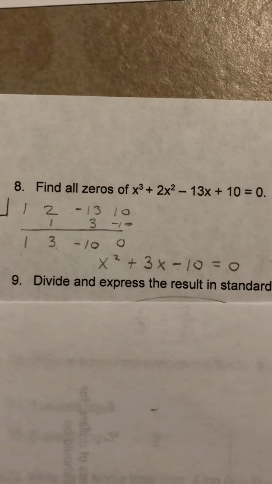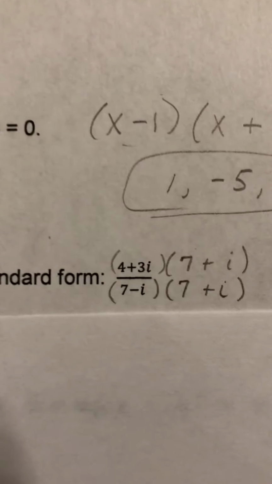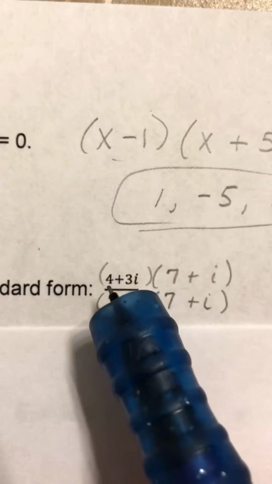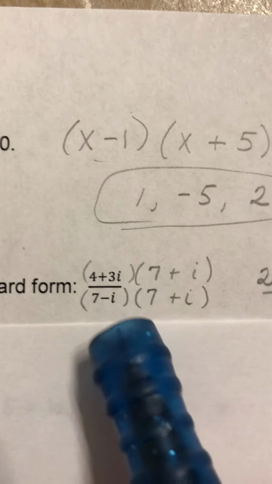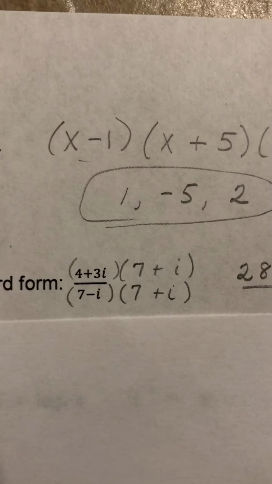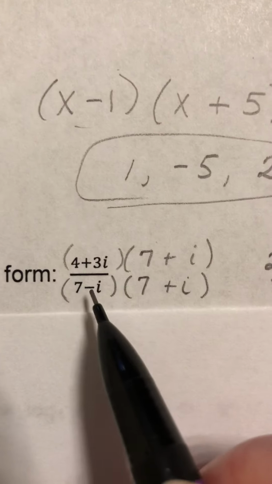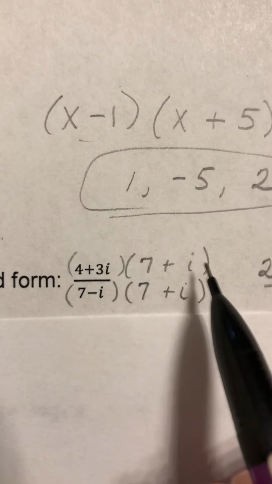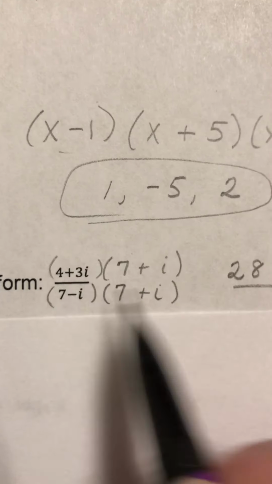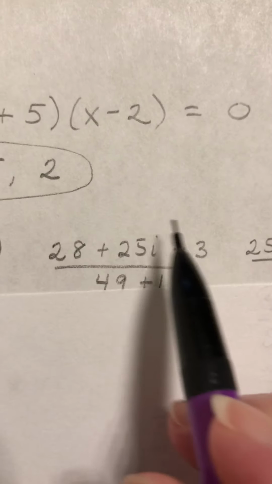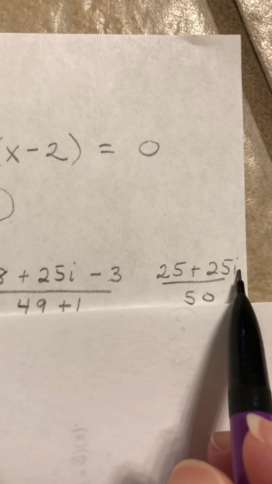In problem number 9, we want to divide and express the result in standard form. We've got a complex number in the fraction, in the numerator and the denominator. We're going to multiply the top and bottom by the complex conjugate. So if this is 7 minus i, do 7 plus i, top and bottom. FOIL this out, and that's how I get this. And then I want to simplify by adding these two together, and I get this.